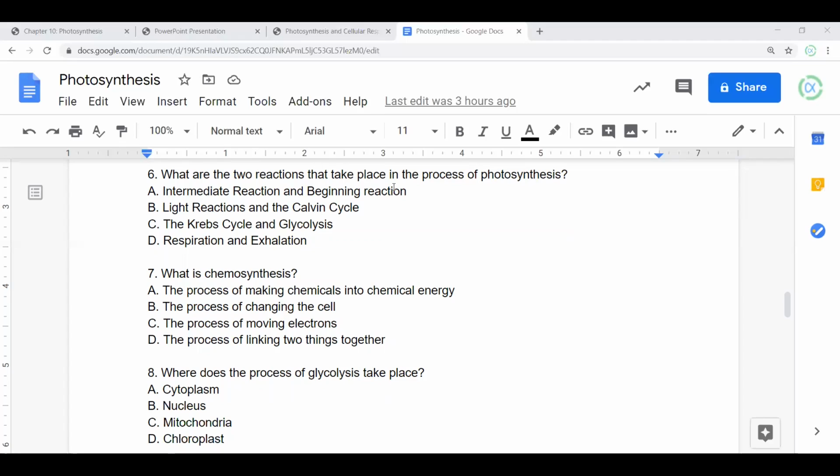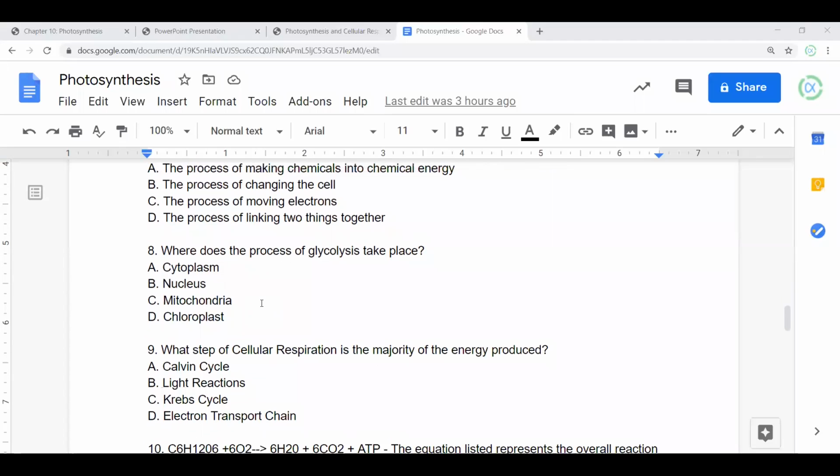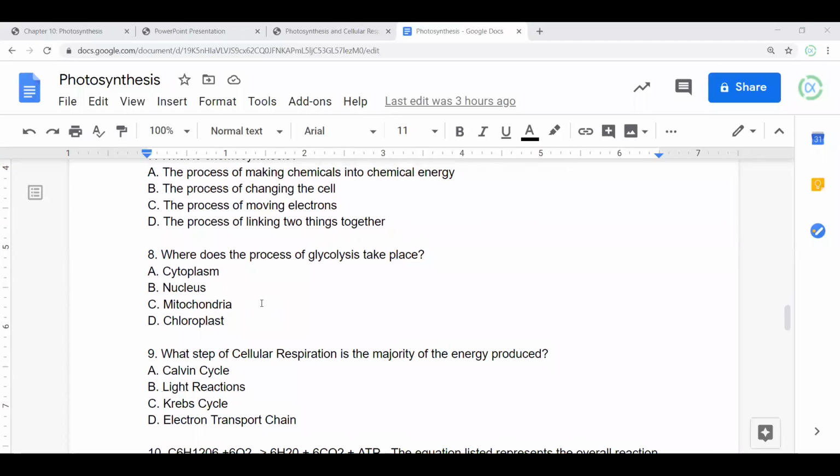All right, so this is a trip back to cell respiration. The answer is cytoplasm. Remember that glycolysis takes place in the cytoplasm, while the Krebs cycle, as well as the electron transport chain, or oxidative phosphorylation, takes place in the mitochondria. Nucleus stores DNA, and the chloroplast is where photosynthesis takes place. Next question. In what step of cellular respiration is the majority of the energy produced?